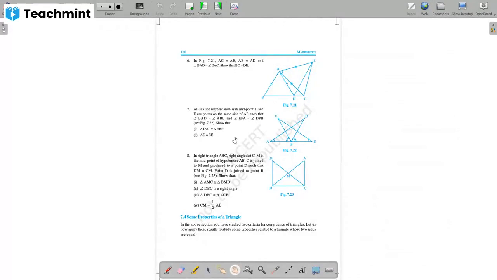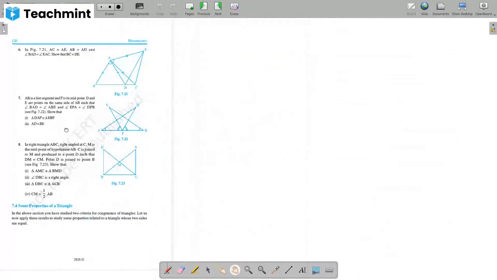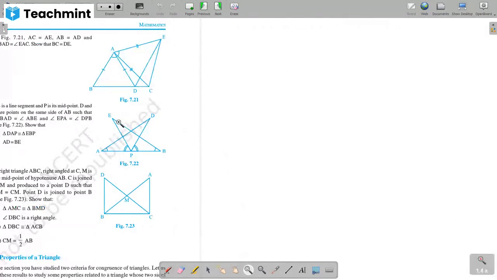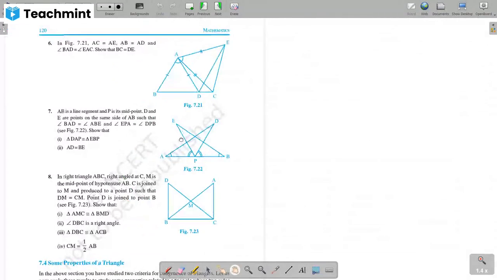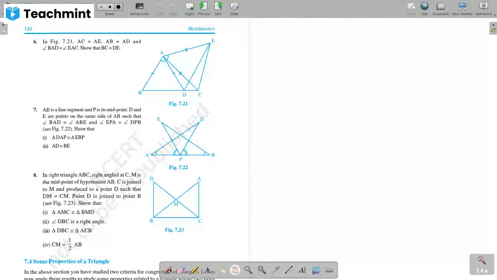So the next question is on the next page. This is our next question, question number 6. Here also we are given a figure. In this figure, it is given that AC is equal to AE. This question is again an important question.